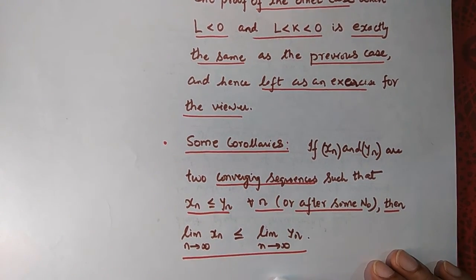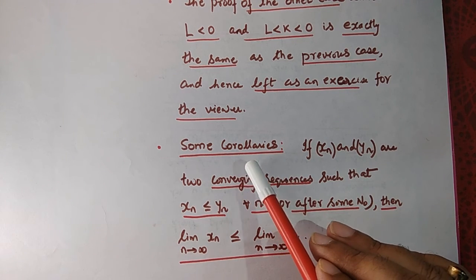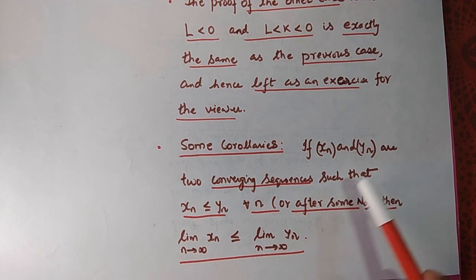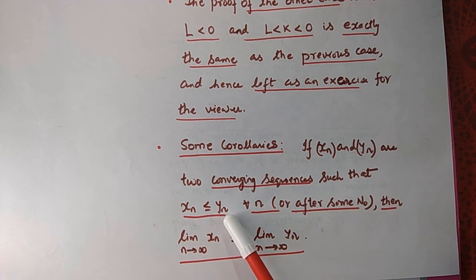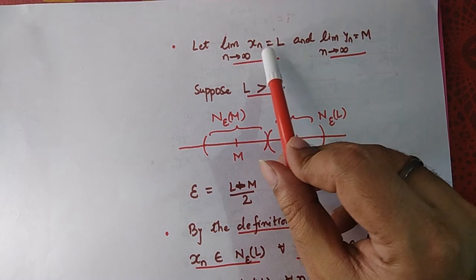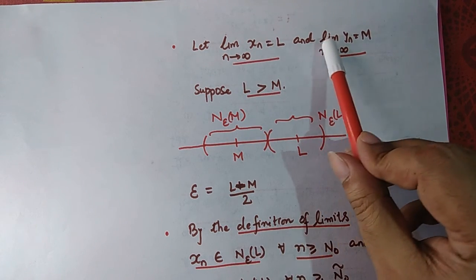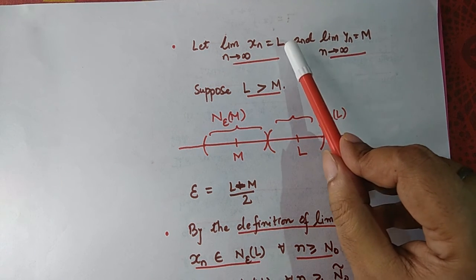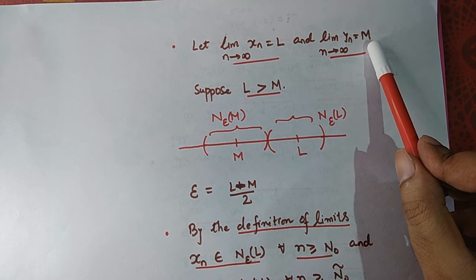Now let us see some interesting corollaries of the previous proposition. If xn and yn are two converging sequences such that xn is less than equal to yn for all n, or at least after some n naught, then limit xn as n tends to infinity is less than equal to limit yn as n tends to infinity. Let us see a proof of this. Let L be limit xn as n tends to infinity and let M be limit yn as n tends to infinity. We want to show that L is less than equal to M.